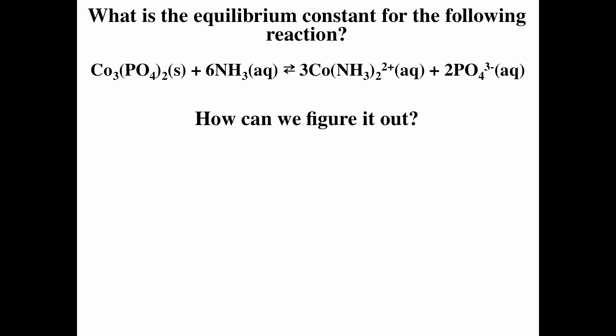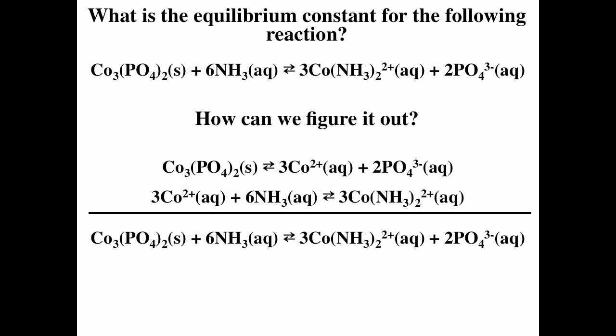And so notice that we have that cobalt phosphate solid. So we want to think about the KSP for the cobalt phosphate. And notice that we have the cobalt ammonium complex as a product. And so we might want to think about the formation of the cobalt ammonium complexes. And so if we add the 2 corresponding reactions, we get the reaction that we're looking for.